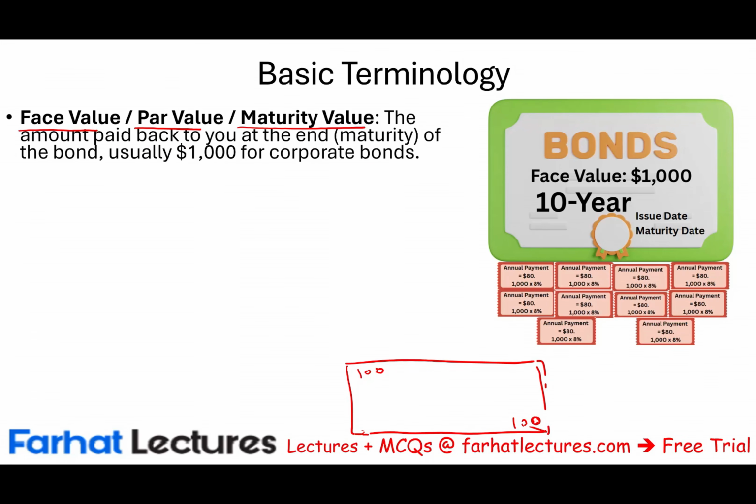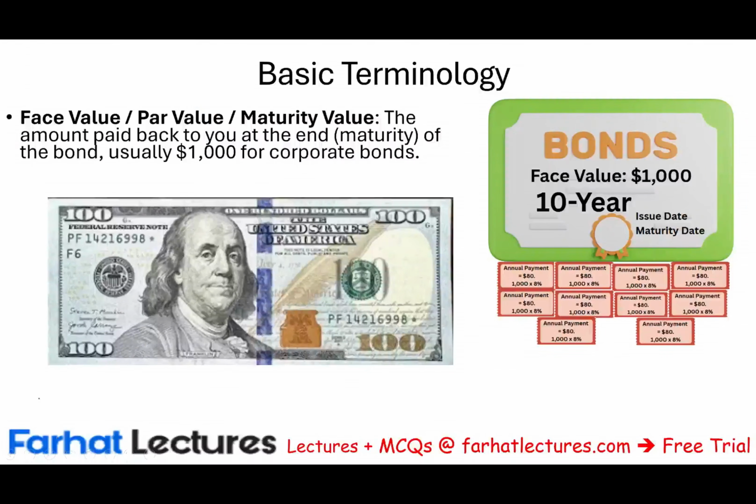This is the face value of the note. Matter of fact, let me show you $100 to tell you exactly what a face value is. And this is what it would look like. Notice here we have 100, 100, 100, 100. This is the face value of the paper, the face value of the note. Same thing with a bond. The bond comes with a face value of $1,000.